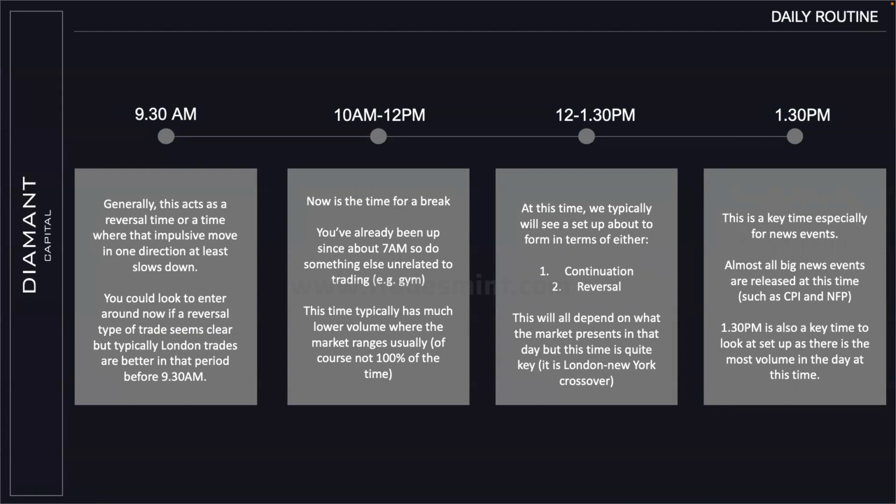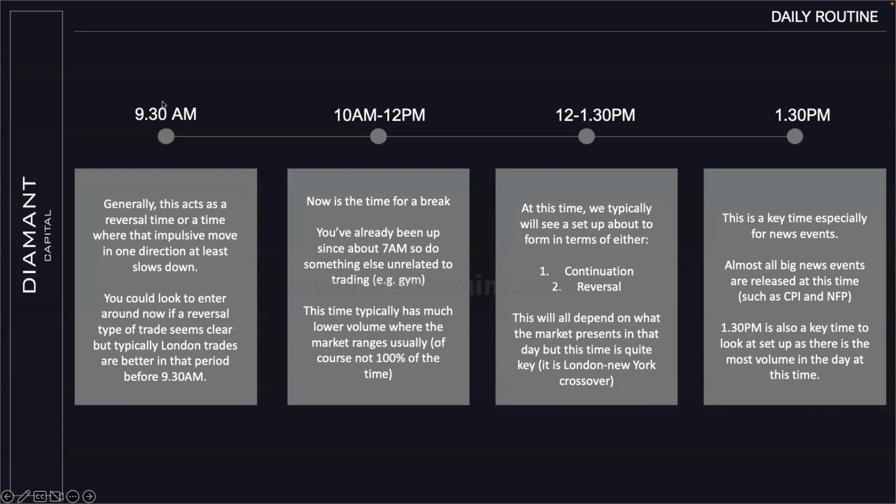It's at this point you can either start to look for a reversal type of trade that seems pretty clear, or around that time, like I said, price will start to slow down. In all of the back testing that I've done, I typically find 9:30 is a pretty key time for reversals. So that's just an important bit of information.